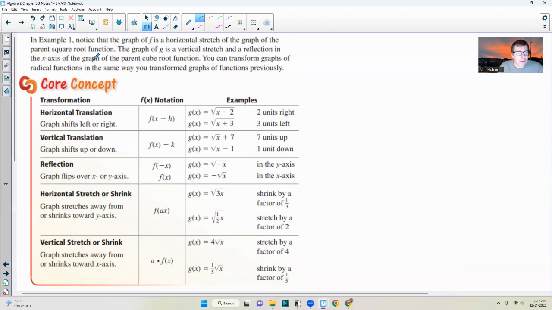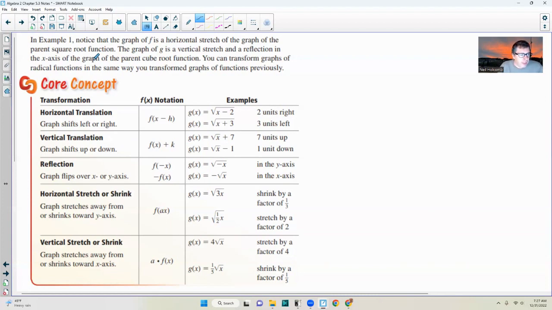The square root of x plus 3 would be shifting left 3. Remember h and k. And vertical translation, the square root of x plus 7 with the 7 outside the radical shifts it up 7. And the square root of x minus 1 outside would bring it down 1. A reflection in the y-axis is a negative under the radical in the function, and a flip over the x-axis would be the negative out in front.